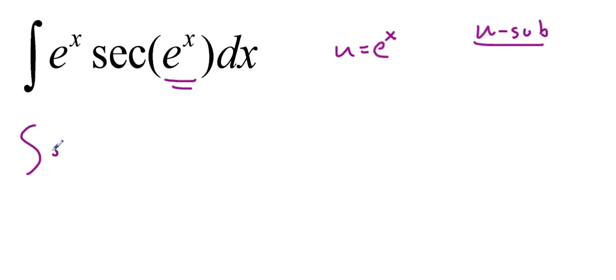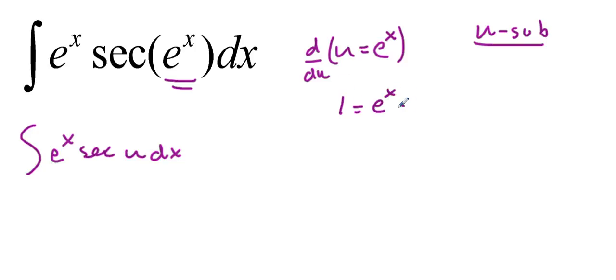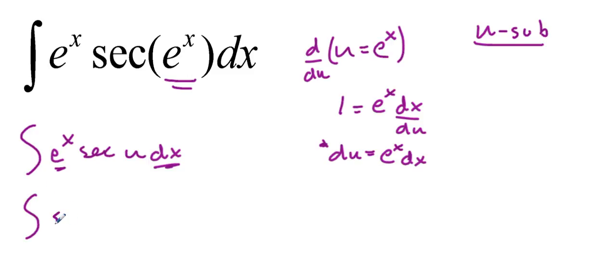When we do this, we have the integral of e to the x secant of u dx. Now from here, we're going to take the derivative of this with respect to x, so we have du dx equals e to the x. We have to get the du on the other side, so we have du equals e to the x dx. What we hope is that what we have left over is e to the x dx, and what do you know, that is what we have. So I'm going to replace that with du, and we have the integral of secant of u du.